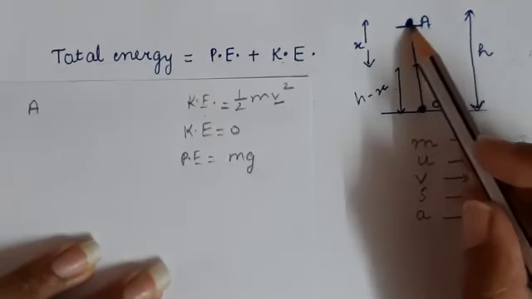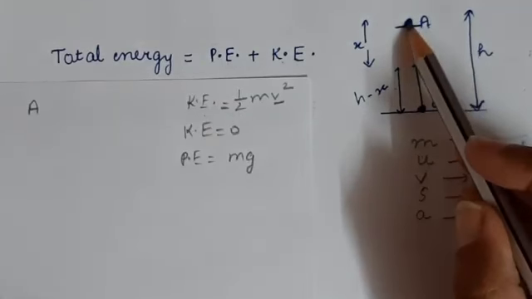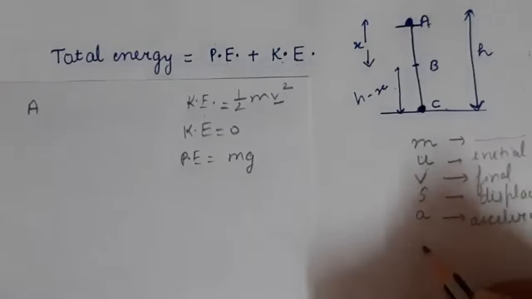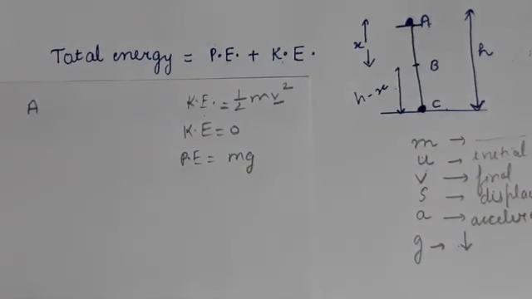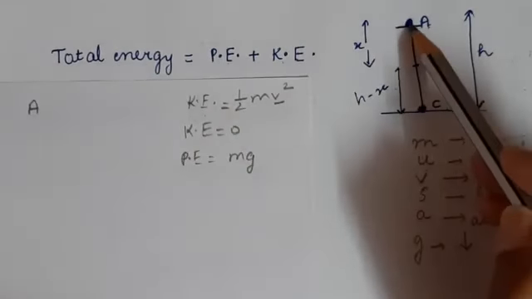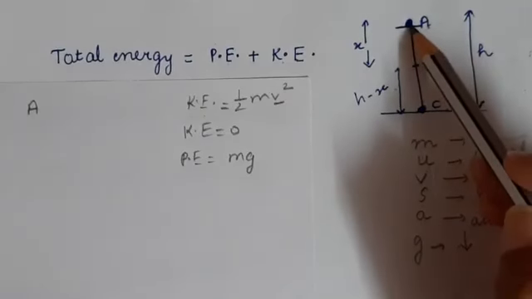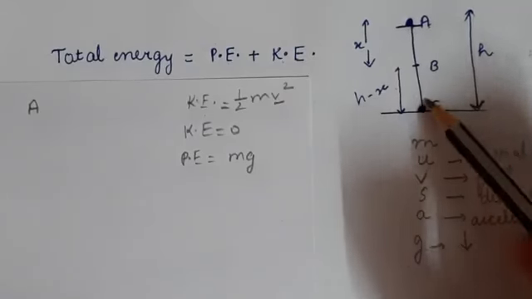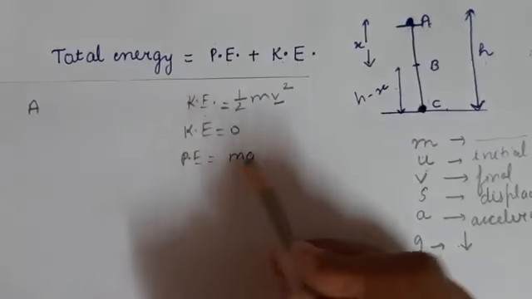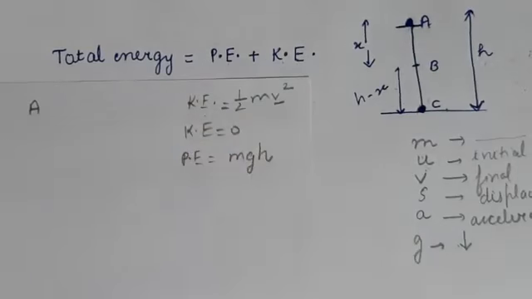Okay, m is the mass of the object, yes. g is the acceleration due to gravity. Yes, g is acting downward. You can write this: g is acting downwards. And what is the displacement at point A? Displacement is the distance between point A to point C. That is basically h. So the potential energy becomes mgh.